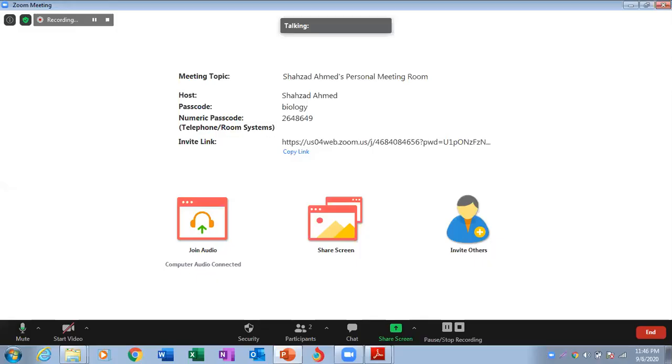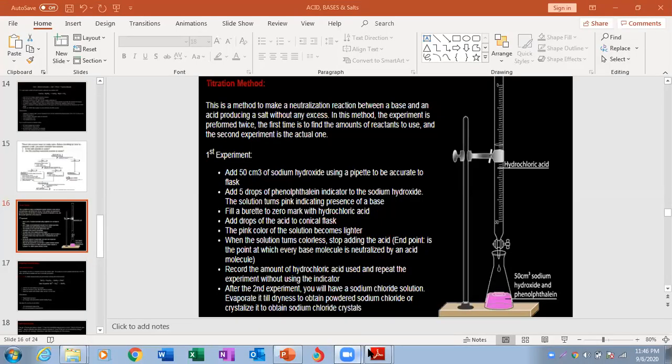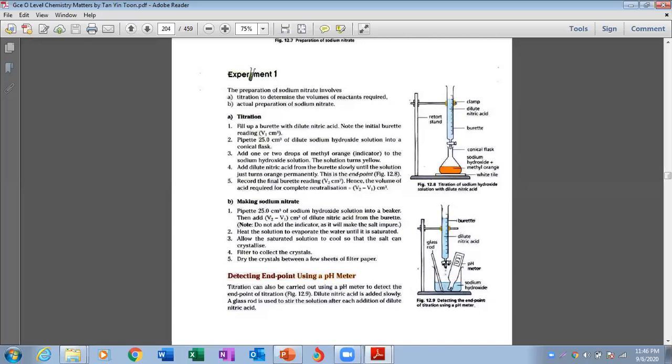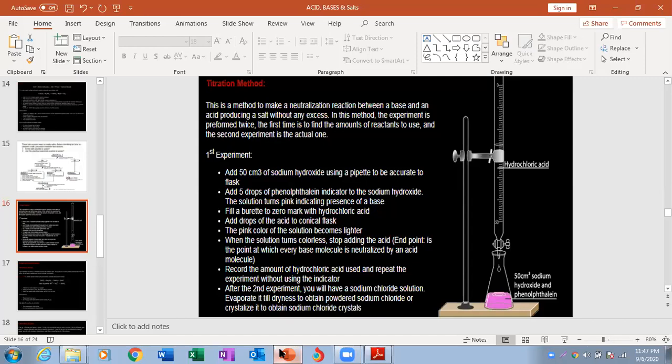As I have told you, if you don't have any kind of indicator, then you can also use the pH meter, because the pH will decrease and decrease, and it will give the value of 7, and this 7 is the end point of the chemical reaction. Okay, now beta, this is the process of titration. Have you got the process of titration, beta?